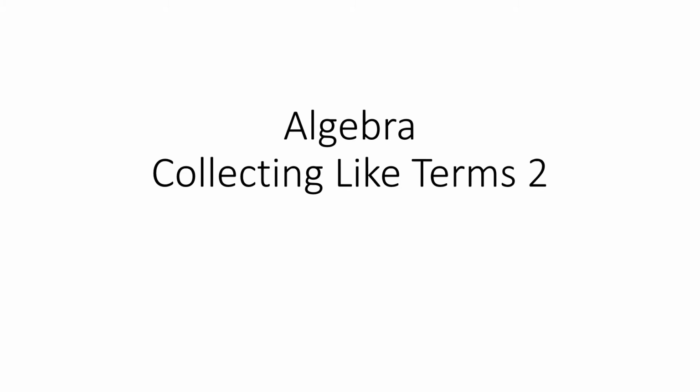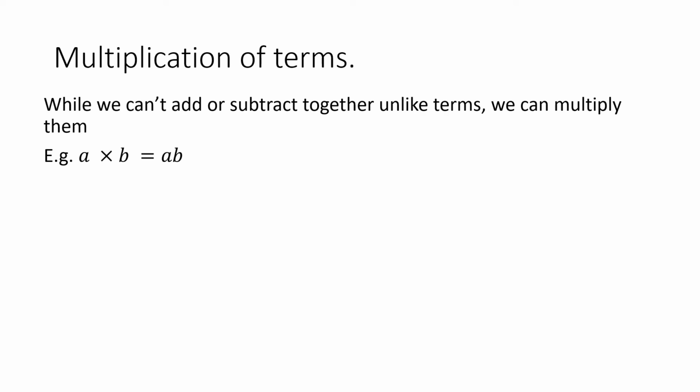Good morning. So today we're going to carry on looking at simplifying expressions by collecting like terms using some more interesting expressions. So far we've looked at adding and subtracting like and unlike terms, and now we're going to look at multiplication. So we can't add or subtract together unlike terms, but we can multiply them.